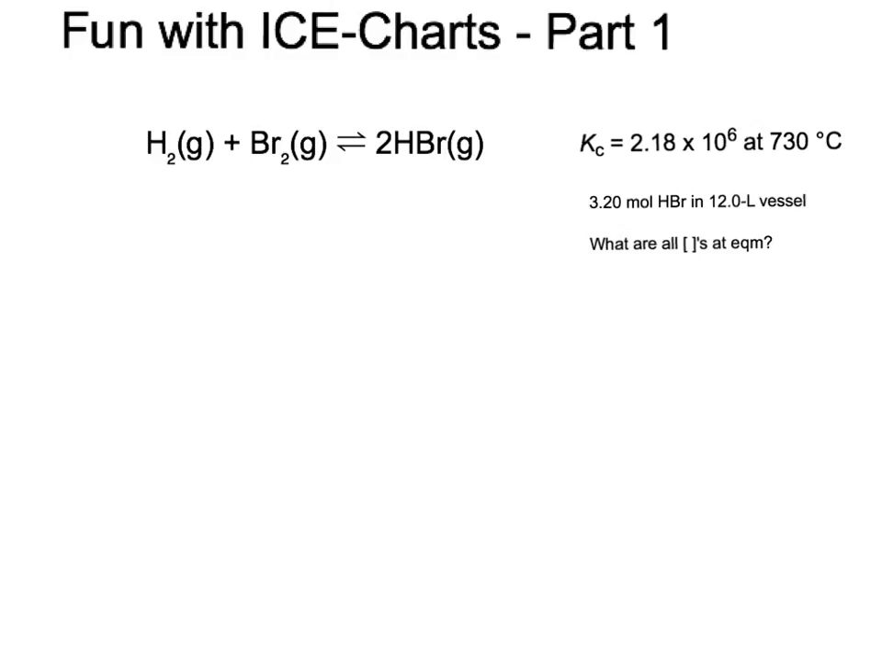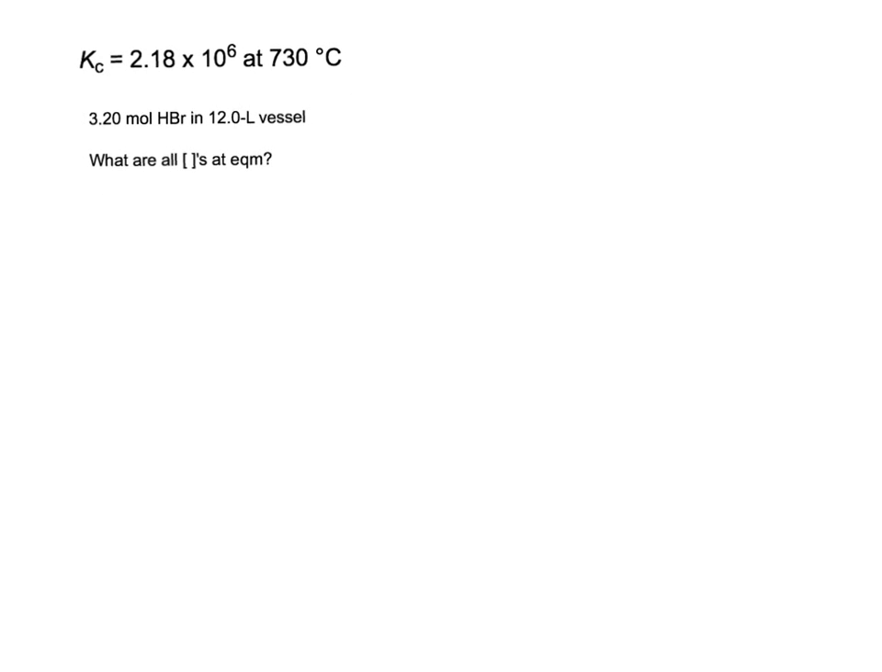And then what information we're given is we start off with a certain number of moles of HBr, 3.2 moles, and it's in a 12-liter vessel. And so this is a typical problem. So what's the concentration of everything at equilibrium? So probably the easiest way to start this is to convert everything to concentration.